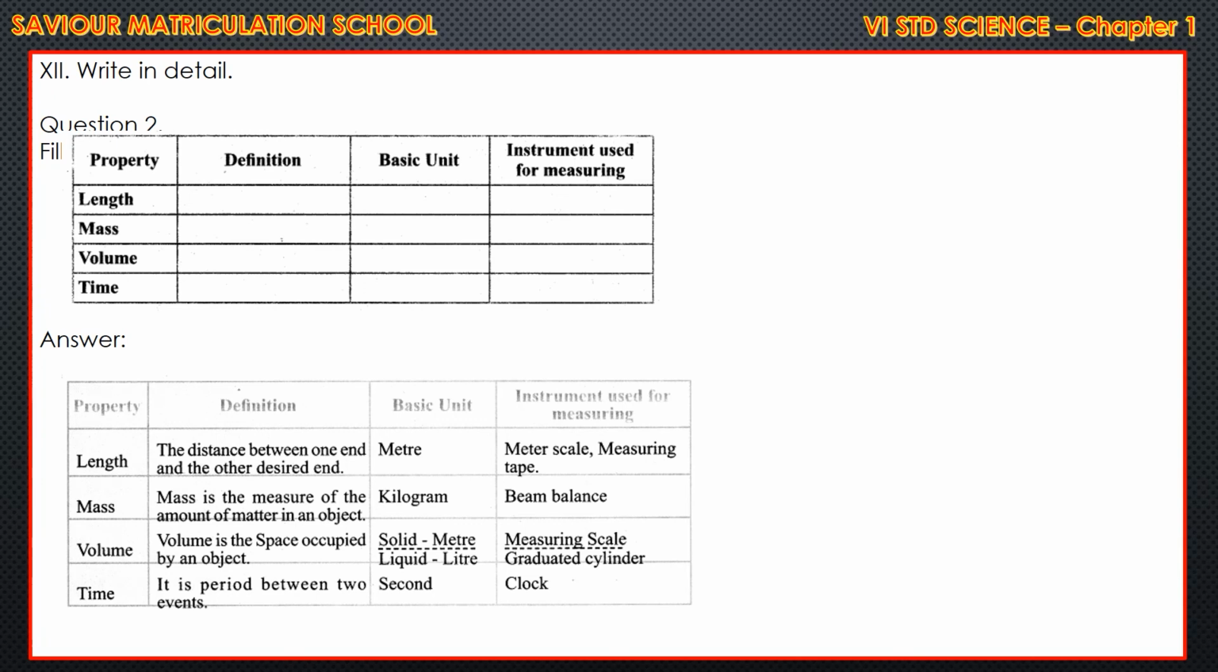Next is mass. The definition for mass is a measure of the amount of matter in an object. The unit is kilogram, and the instrument used is beam balance. Volume definition: volume is the space occupied by an object. For the unit, they have given solid and liquid. For solid, meter, and for liquid, liter. The instruments are measuring scale and graduated cylinder. Then time. The definition is, it is a period between two events. The unit is second and the instrument used is clock.